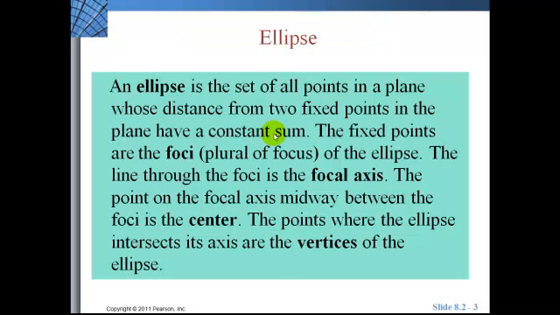An ellipse is a set of all points in a plane whose distance from two fixed points in a plane have a constant sum. The fixed points are the foci, which is plural of focus, of the ellipse. The line through the foci is the focal axis. The point on the focal axis midway between the foci is the center, and the points where the ellipse intersects its axis are the vertices of the ellipse. That's a lot of words. We're going to break it down and look at each one at a time.